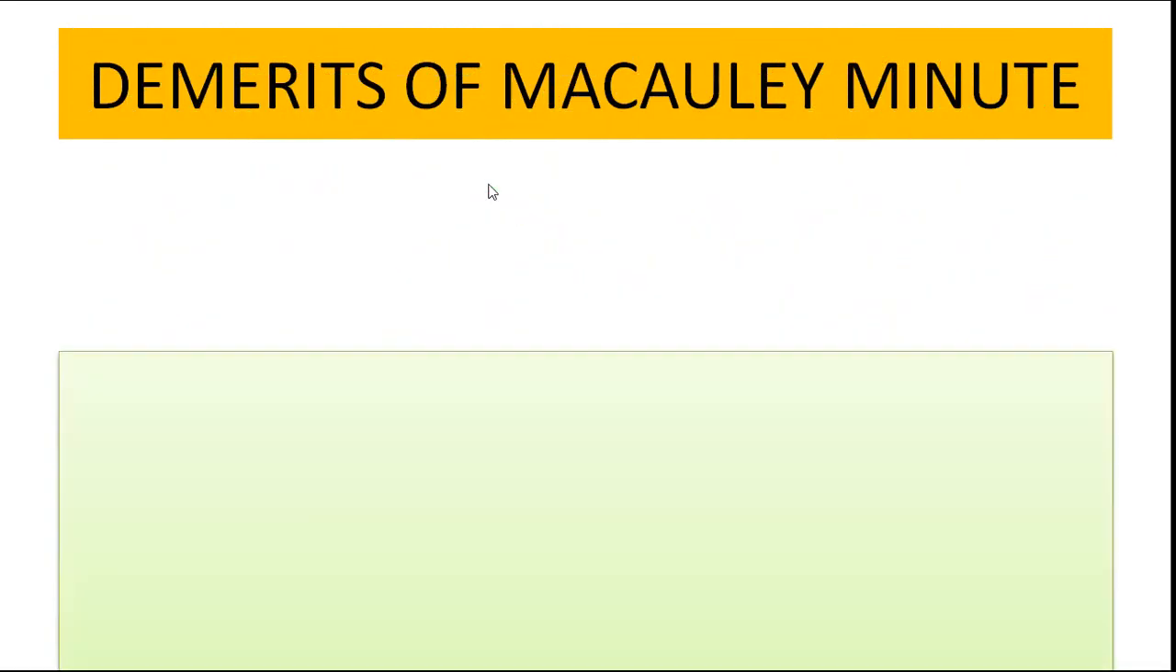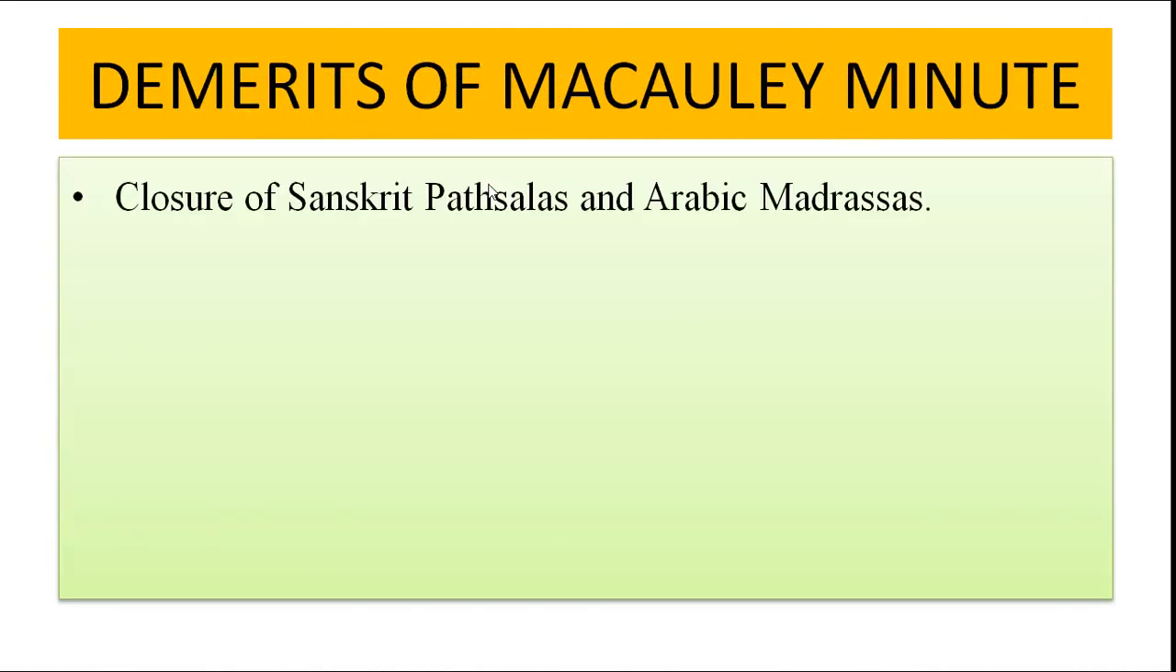Next point is the demerits of Macaulay minute. The first demerit is the closure of Sanskrit Pathshalas and Arabic madrasas. Because Macaulay gave importance to the English language, the Sanskrit Pathshalas and Arabic madrasas were stopped. Okay, a setback to Oriental learning: slowly Oriental learning went backward. The importance of Oriental learning slowly decreased because of Macaulay minute.